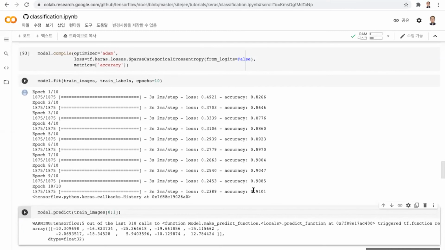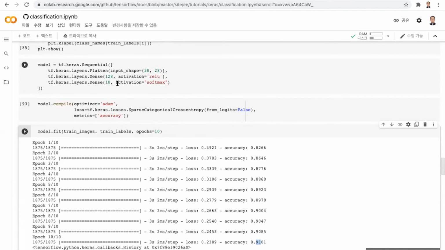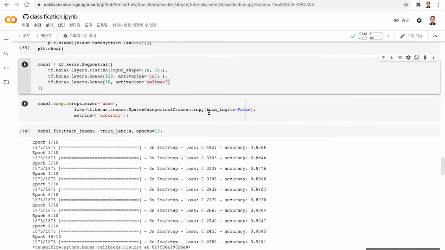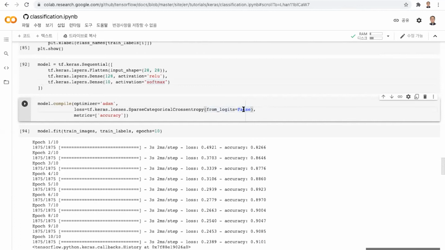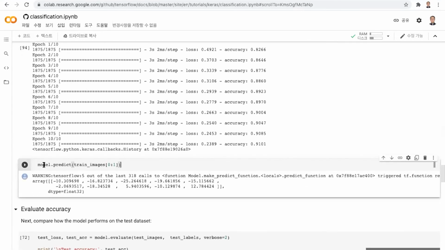Okay, now we have 91% accuracy, which is very similar to the previous one, because if I change it to activation is softmax and from logit is false, it is basically the same thing as before. So what's the difference between these two? Okay, let me predict with my trained model.